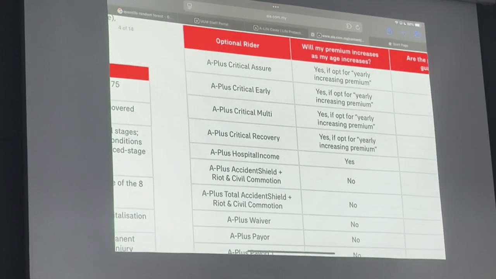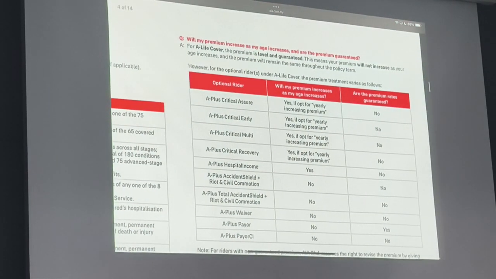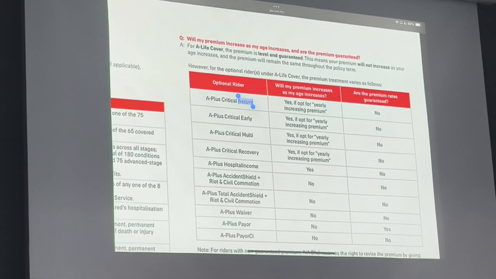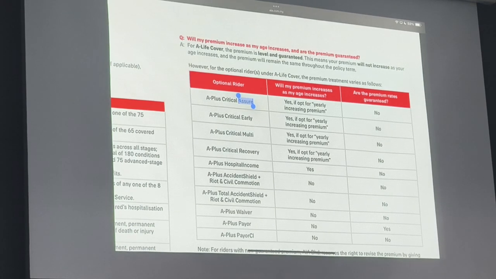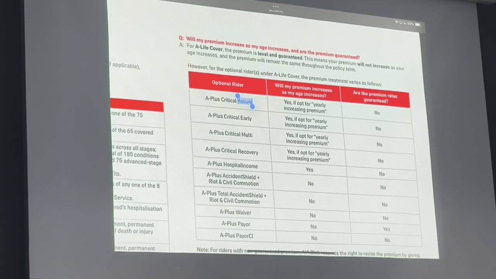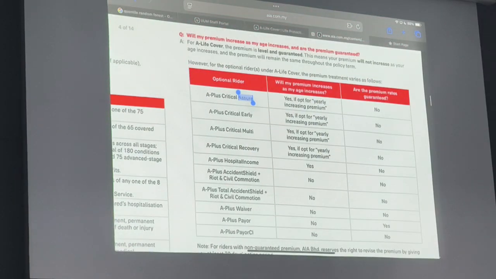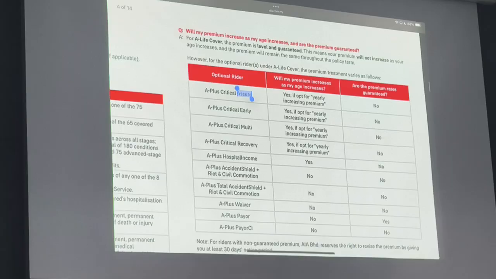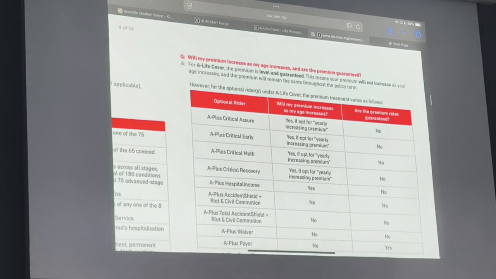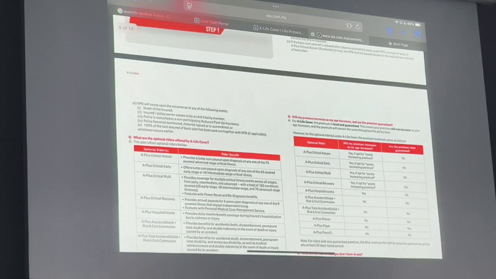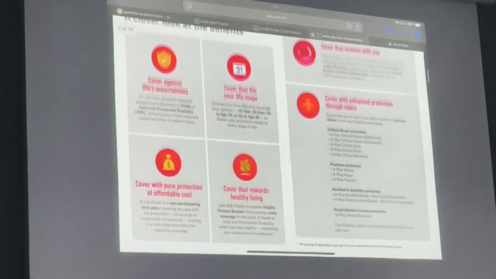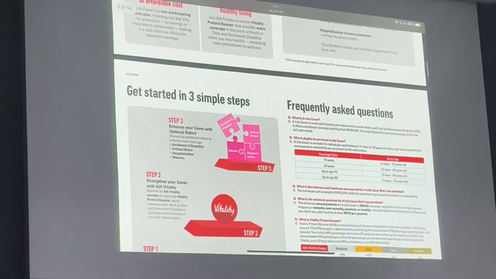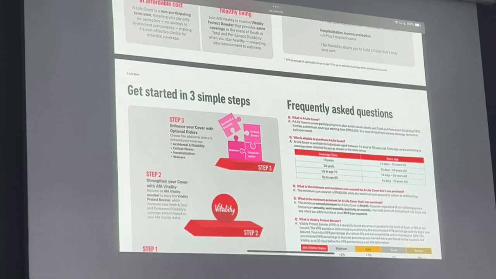Okay, this rider is A Plus Critical Assure. This one is for critical illness. Why do we need to add critical illness here? Why? Agent, why do we need to add critical illness?